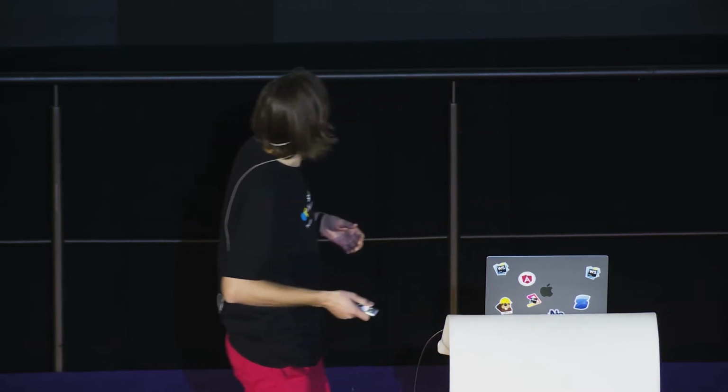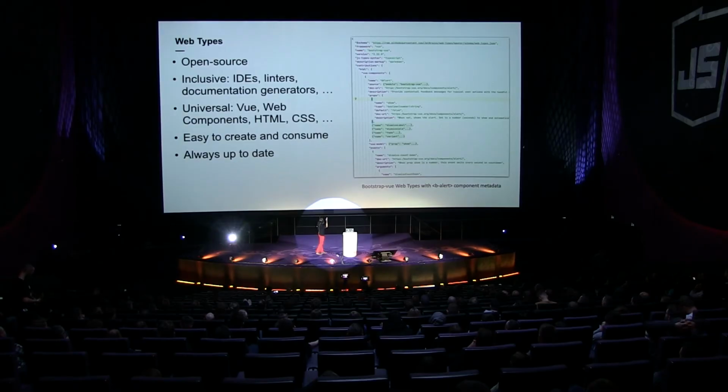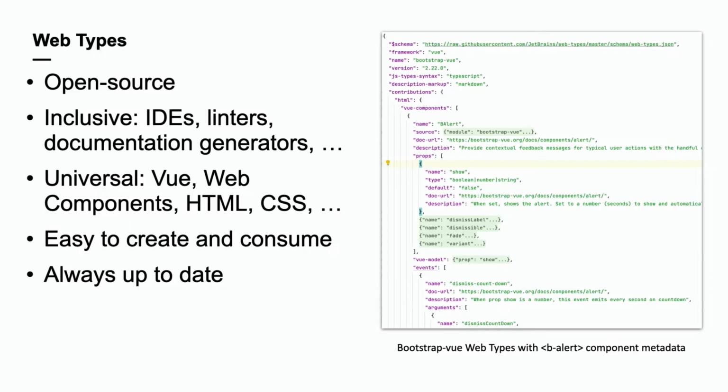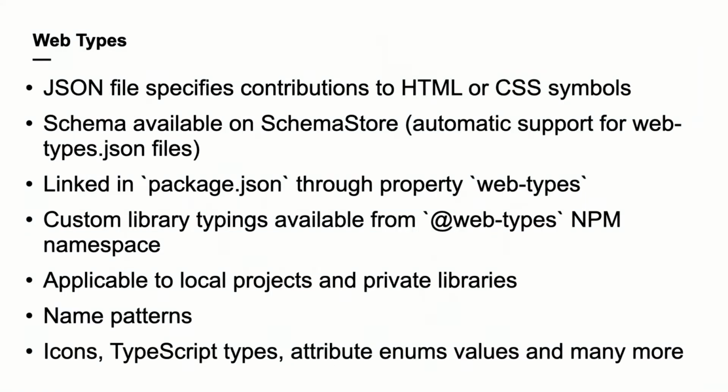Here is an example of how you define, for instance, a be-alert component in Vue. You have a special namespace, Vue components, where you add an object and specify the name, where we can find the source code, the descriptions, properties, events, and things like that. I think the format is pretty descriptive in itself.